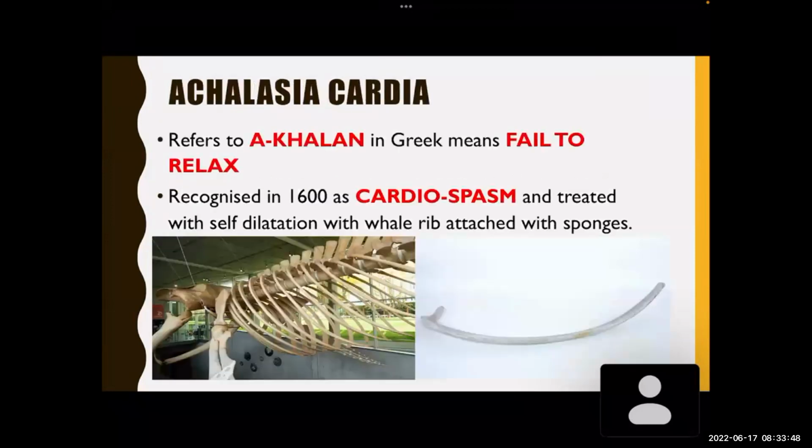Achalasia cardia, as it refers to in Greek, akalon, means failing to relax. It was recognized in 1600. Just for history, people used to think of it as a cardiospasm because of the severe chest pain, and it was treated with self-dilatation with a whale rib. This is a whale rib, which they used for dilatation. The dilatation we use now was followed in the 16th century itself.